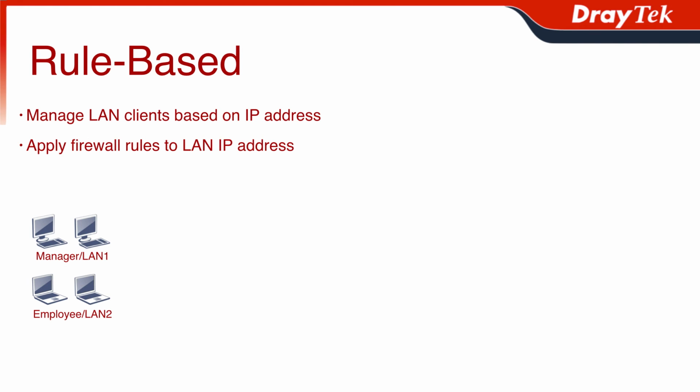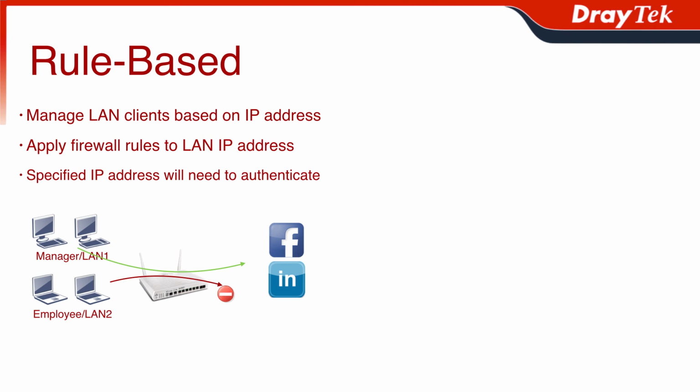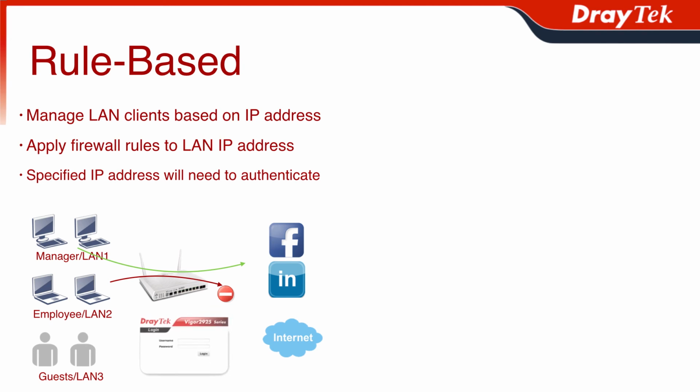This demonstration in the office environment has two different LANs, one for managers and one for employees. We want the managers to have access to Facebook and LinkedIn, while the employees will be blocked. We can also specify IP addresses that will need to authenticate. In this example, we have many guests. In order to connect to the internet, they will need to log in.